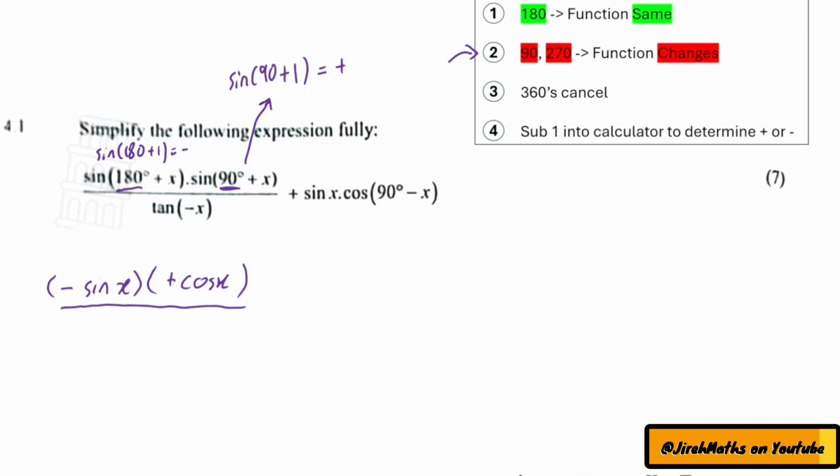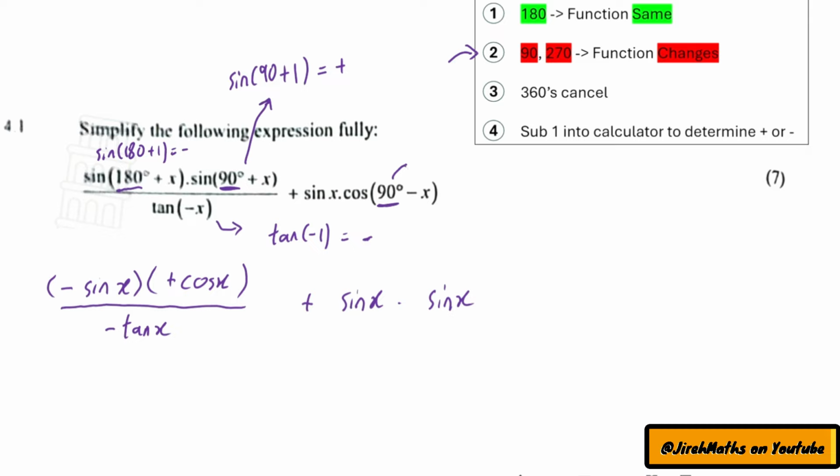tan minus x. Now, tan minus x, in order to determine the sign of this, we substitute tan minus 1 into our calculator and we will get a negative. Therefore, tan minus x is minus tan x plus sine x stays the same times. That's a 90, so the function is going to change. Therefore, we have a sine x.